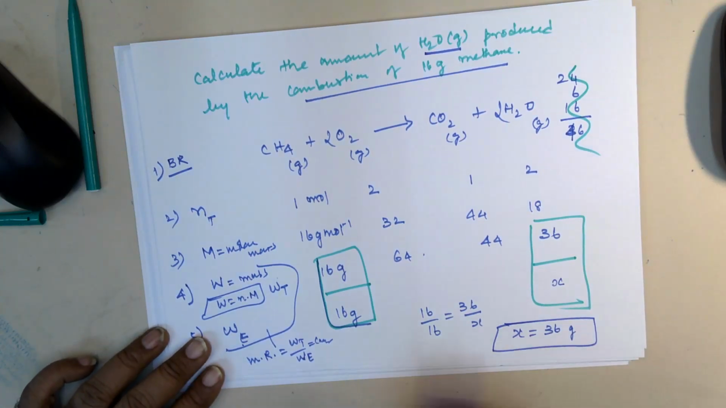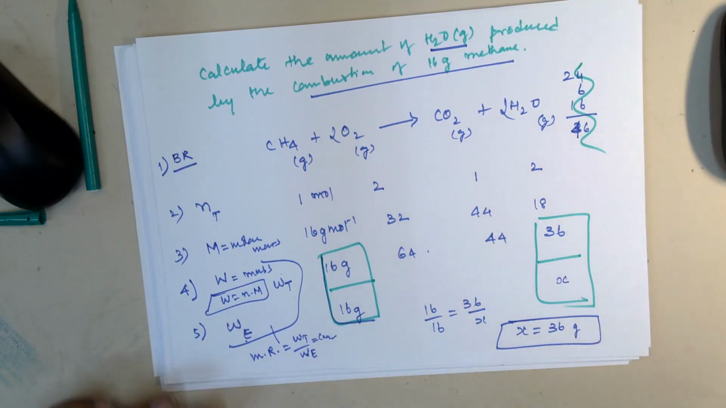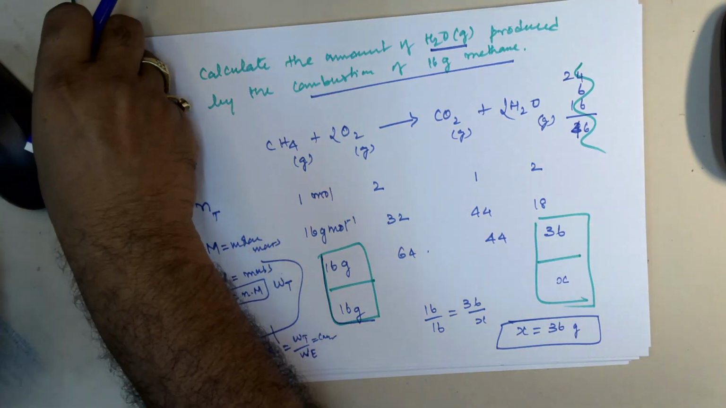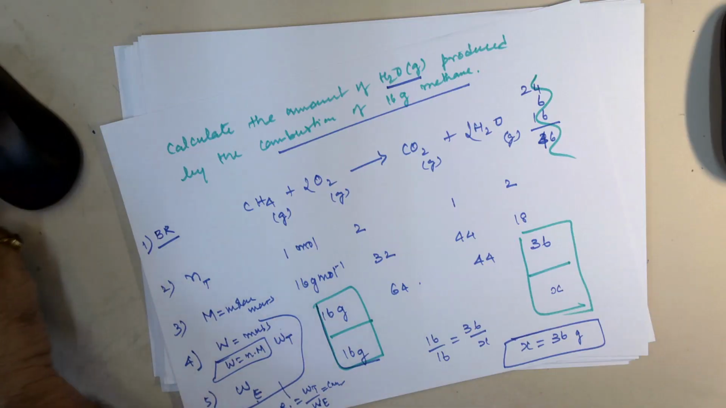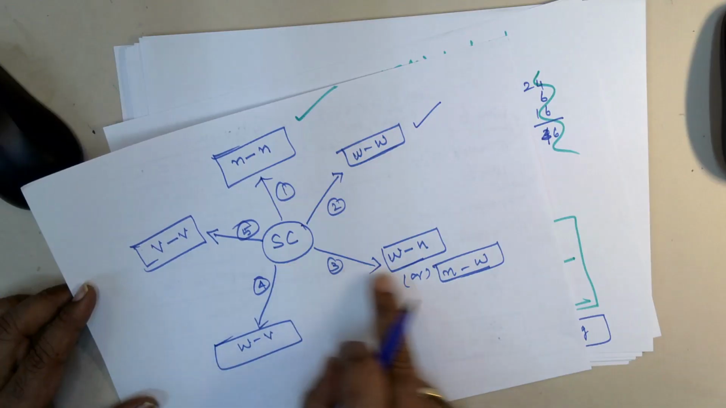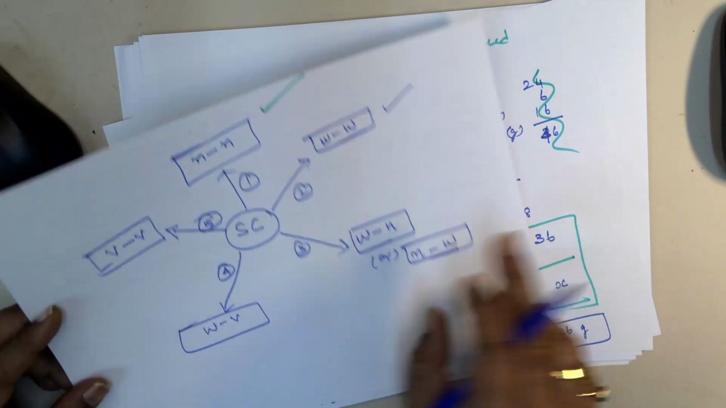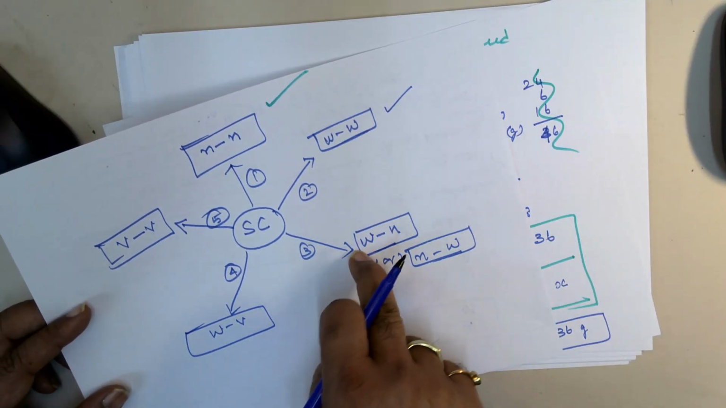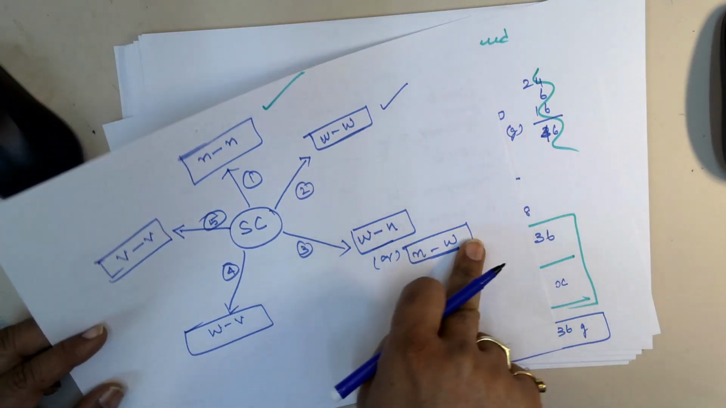Got it? Okay. Yes, sir. So this is known as mass ratio. So we have discussed the second aspect now. That is this one. Okay. Now let us move to the third one. Weight to mole, that is mass to mole or mole to mass. Either way. They may give mass and ask mole, or they will give mole, they may ask mass, right?